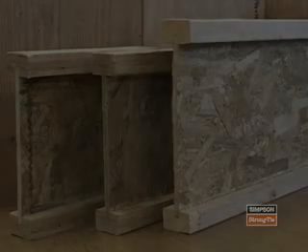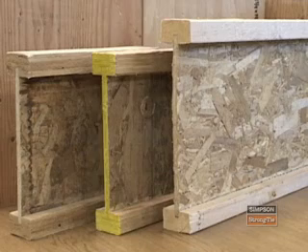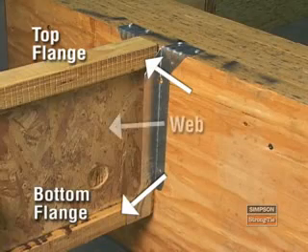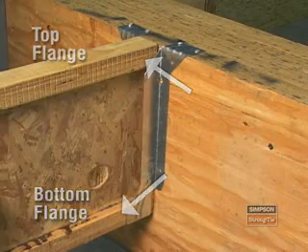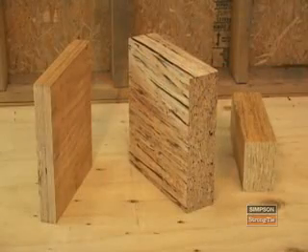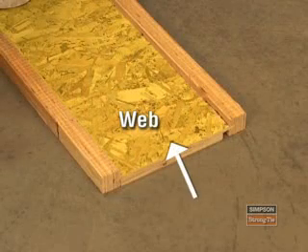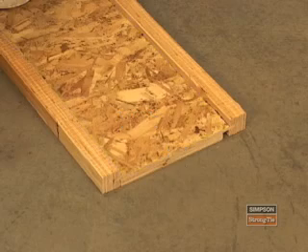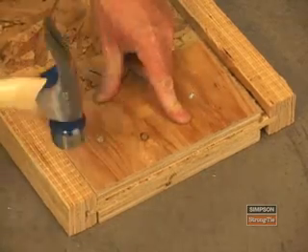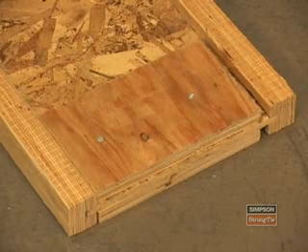An I-joist is a joist with a section that looks like the capital letter I. It consists of a top and bottom flange and a web in between. The flanges can be made of either solid lumber or SCL. The web is usually made of either OSB, oriented strand board, or plywood. In some cases, I-joists may need web stiffeners or web fillers.